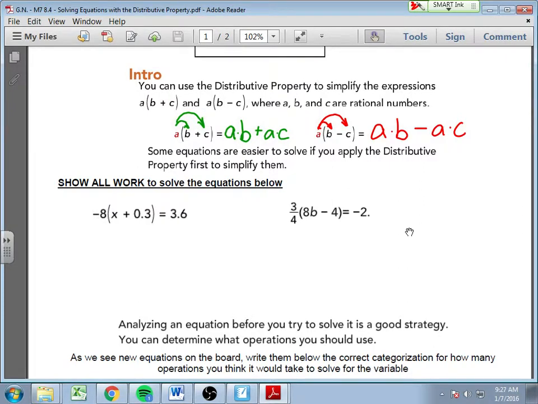Some equations are easier to solve if we distribute first. Some equations are easier to solve if we don't distribute. And all of these can be solved multiple ways. So when I solve it one way, don't think that's the only way. That's just one way. Questions on the whole distributing thing? We've done distributive property before, so I assumed it'd be okay.